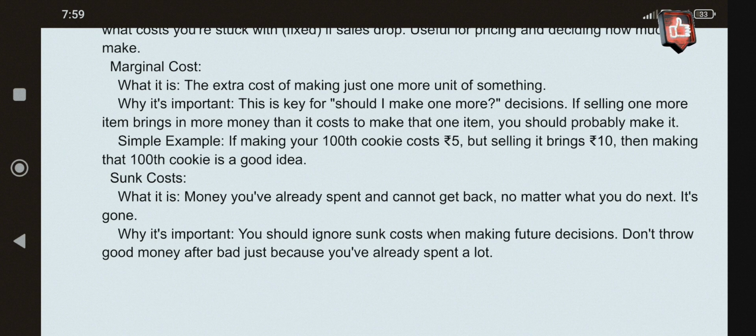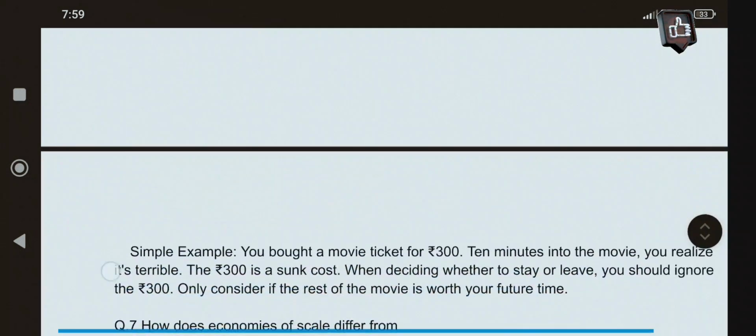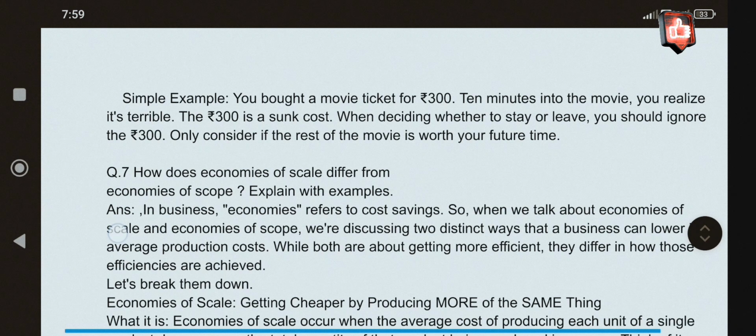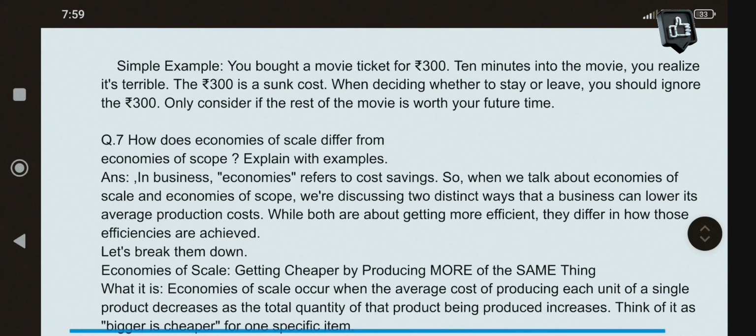Sunk costs. What it is: money you've already spent and cannot get back, no matter what you do next. It's gone. Why it's important. You should ignore sunk costs when making future decisions. Don't throw good money after bad just because you've already spent a lot.